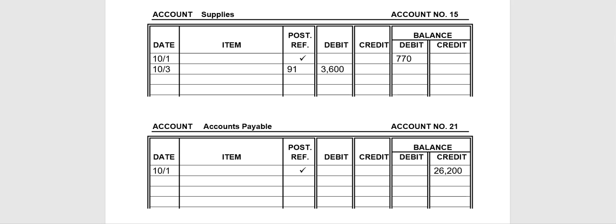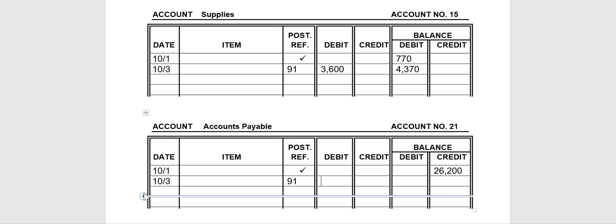Once we've posted the transaction, we now have to update our balance. So we had an existing balance of a debit of $770. The transaction also debited the supplies account. When they're the same, we add them together. So that tells us that our new balance in our supplies account is $4,370. For accounts payable, on October 3rd, again, the transaction happened on page 91.